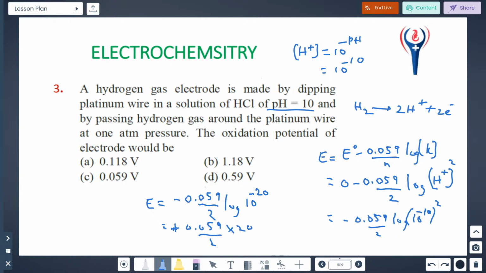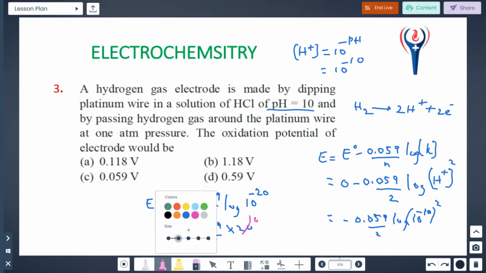Log 10 is 1, leave it. Now we can cancel this one: here 1 time, this is 10 times. So now 0.059 becomes 0.59 voltage. So that's the answer.